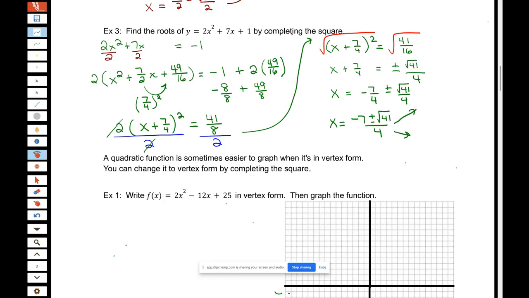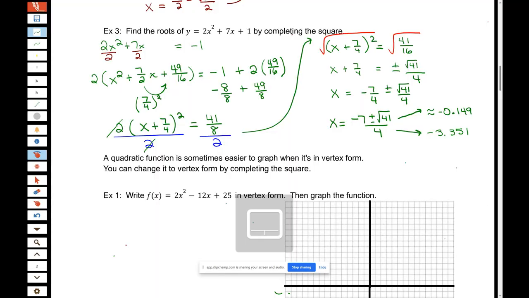Let's get our decimal approximations off that, and I'll make my arrows look a little nicer. Okay. -7 plus the square root of 41 is approximately... oh, and now I got to divide it by 4. -7 plus square root of 41 divided by 4, -0.149 approximately, and -7 minus the square root of 41 divided by 4 is approximately -3.351.